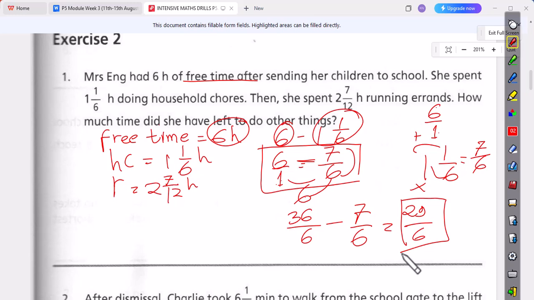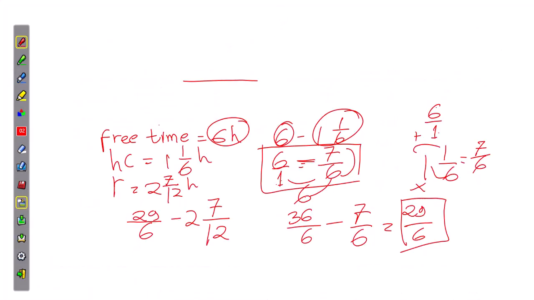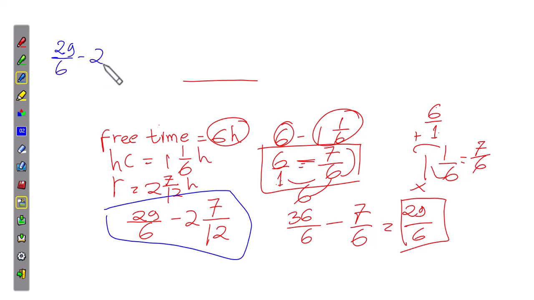After doing the household chores, Mrs. Eng is still doing the running errands. So we need to subtract from the left time: 29 out of 6 minus 2 7/12. Okay, now we have the operation here: 29 out of 6 minus 2 7/12.